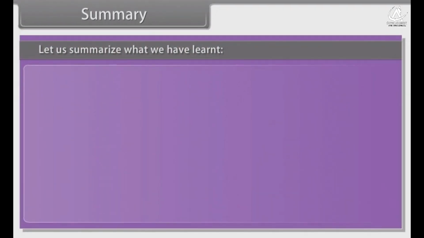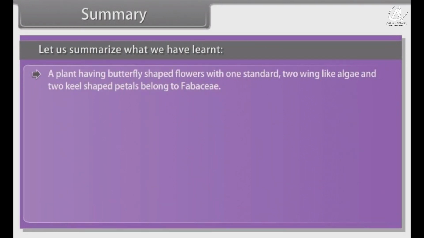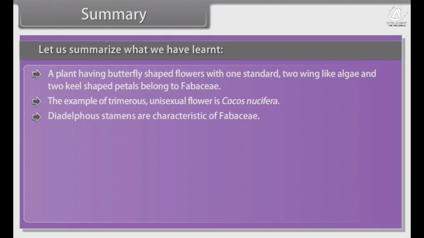Summary. Let us summarize what we have learned. A plant having butterfly-shaped flowers with one standard, two wings and two keel-shaped petals belongs to Fabaceae. The example of trimerous, unisexual flower is Cocos nucifera. Diadelphous stamens are characteristic of Fabaceae.